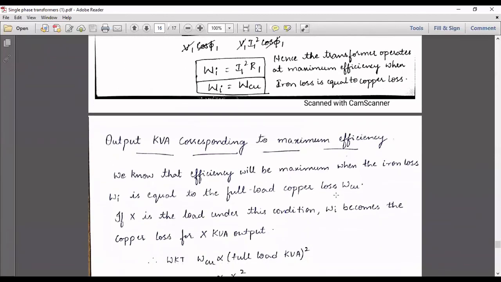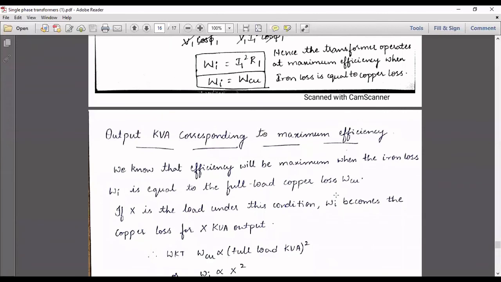So we know that maximum efficiency is obtained when iron loss equals copper loss. To obtain this maximum efficiency, what should our output kVA be? That is, what is the maximum output obtained when we have maximum efficiency? That is what we are going to study next.